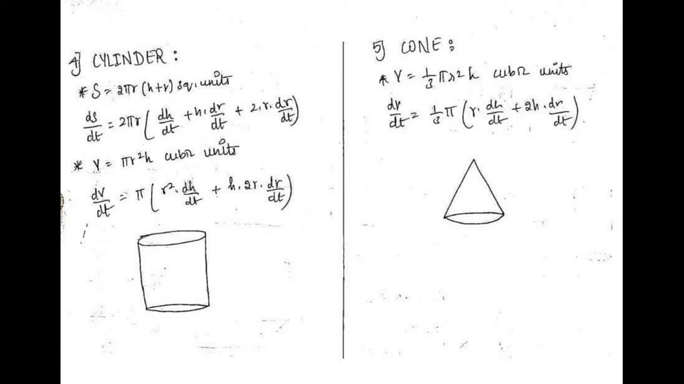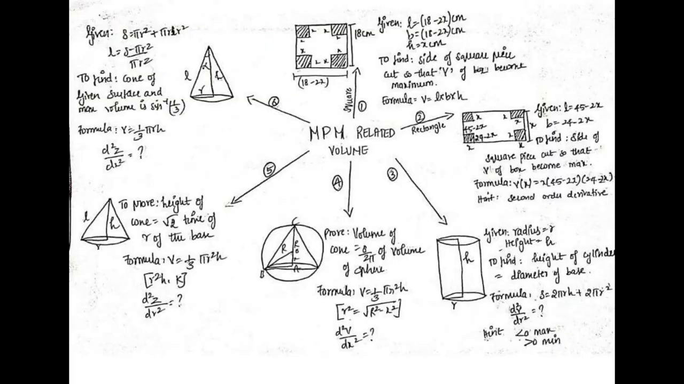Cone. Volume is equal to 1 by 3 pi r square h cubic units. dv by dt is equal to 1 by 3 pi into r square into dh by dt plus 2rh into dr by dt. Minus 2x centimeter.